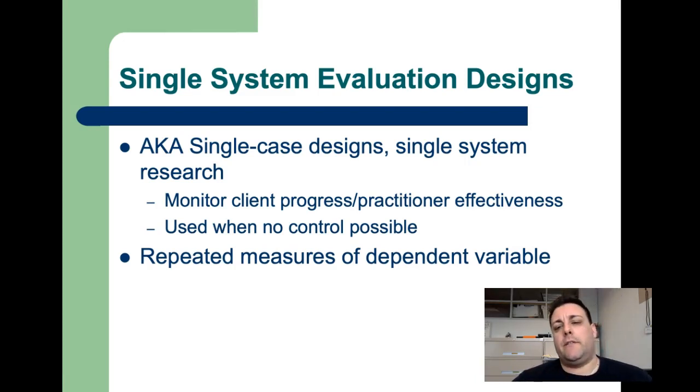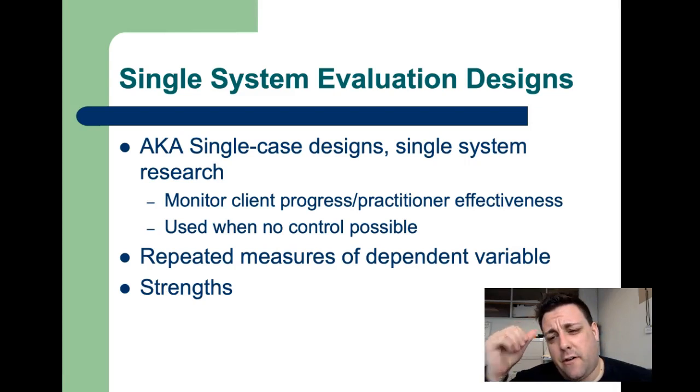about strengths and weaknesses. The other hallmark of the single system design is that there's repeated measurements of a dependent variable. And the dependent variable is also known as the target problem. So in the example I used a second ago, the target problem was a common mental health problem, something like depression or anxiety, but certainly just about anything could be adapted or constructed as a target problem or dependent variable. Single system designs are easy to implement.